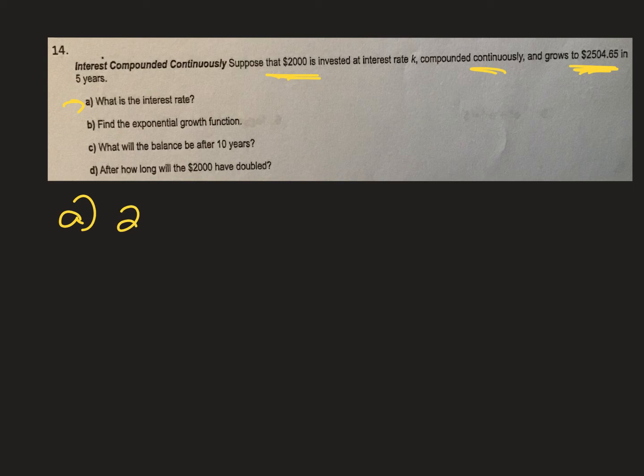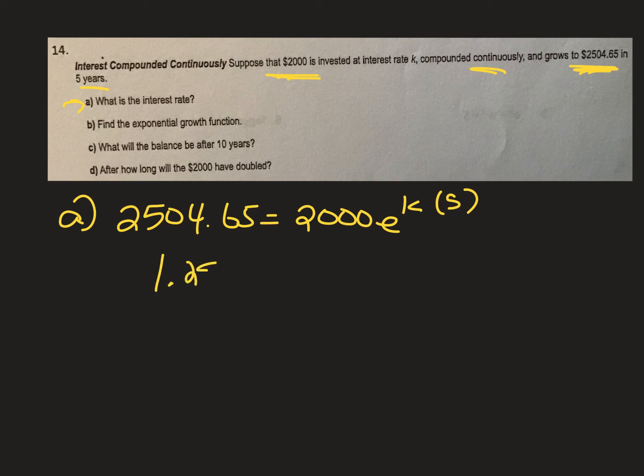Over here is what you end up with, 2500.65. 2000 is what you start with. E, I don't know what K is. It says it took 5 years. So 5 times K. First step is divide both sides. I'm trying to get the K by itself, so I'm going to divide both sides by the 2000. And I'm getting 1.25 when I do that. And over here I've got the E and a 5K.